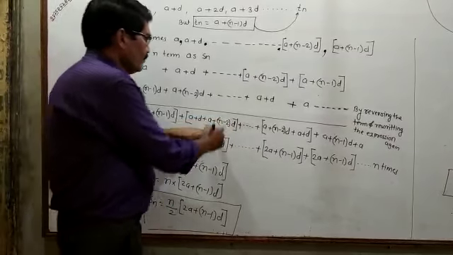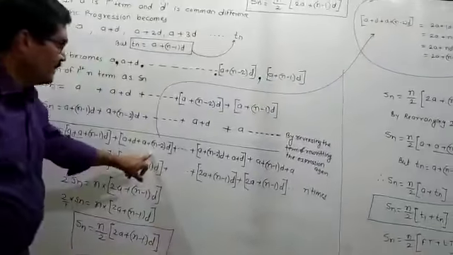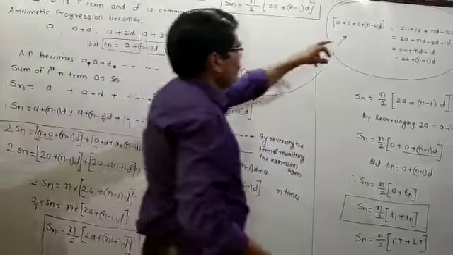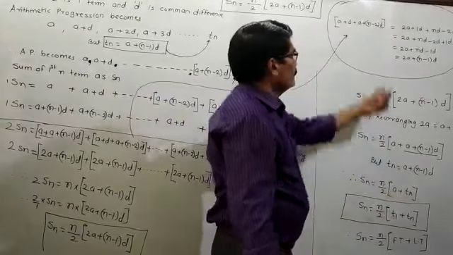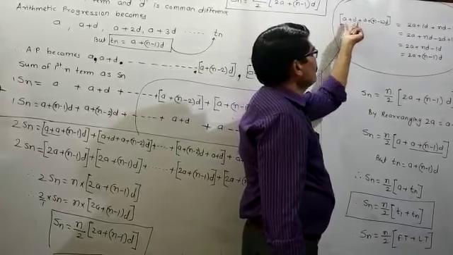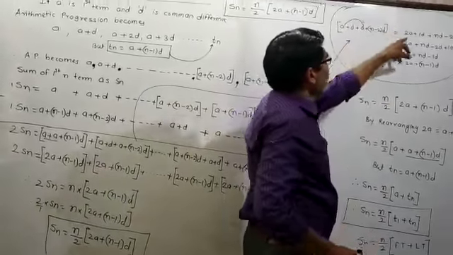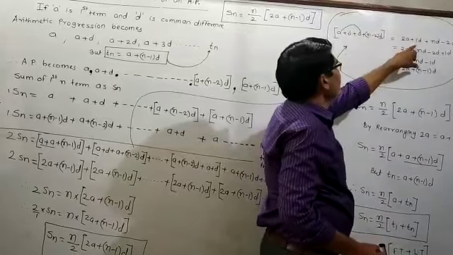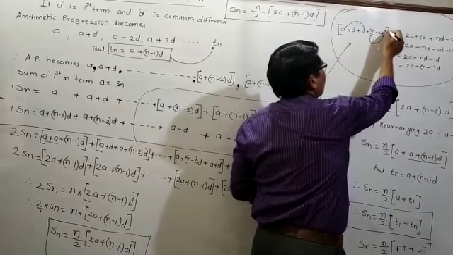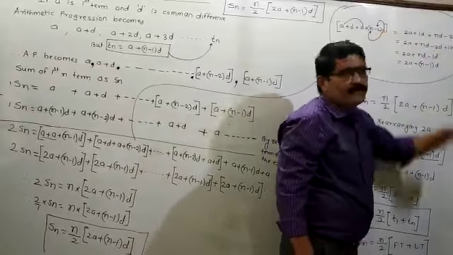Here a plus d plus a plus n minus 2 into d, how you have to do the addition, I will show here. So if you want to do the addition, this a plus a is equal to 2a. This d means 1d as it is you have to write. For n minus 2 into d, you have to use the distributive law: n multiplied by d is equal to nd, and d multiplied by 2 is equal to 2d.